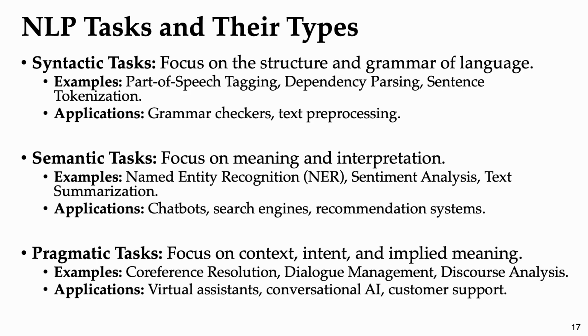In natural language processing, we typically divide tasks into 3 broad categories: syntactic tasks, semantic tasks, and pragmatic tasks. Syntactic tasks come from the notion of syntax, which refers to structure. These tasks focus on the structure and grammar of language. For example, dividing a sentence into parts of speech is a syntactic task. Analyzing dependencies, such as determining which words depend on or modify other words in a sentence, is also a syntactic task. Tokenization, which involves breaking a long sequence of text into smaller units, is another syntactic operation.